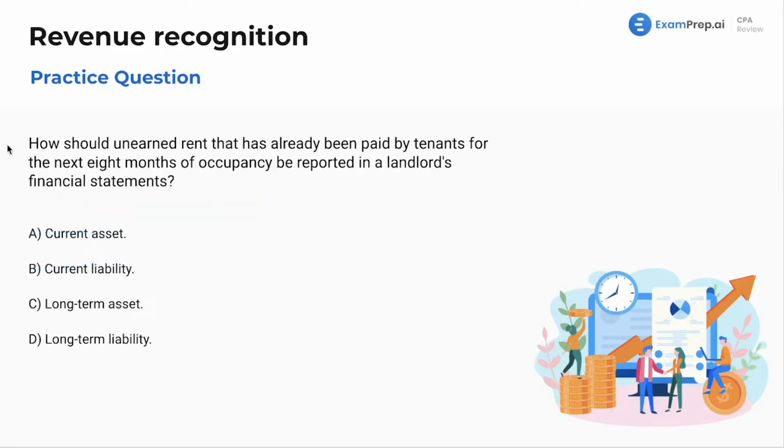Okay, how should unearned rent that has already been paid by tenants for the next 8 months of occupancy be reported in a landlord's financial statements? Let's think about that for a second. You are the landlord, and you have rent that has not been earned, in which case it means it has not been recognized. Okay, what are you going to do with that? How are you going to treat it?